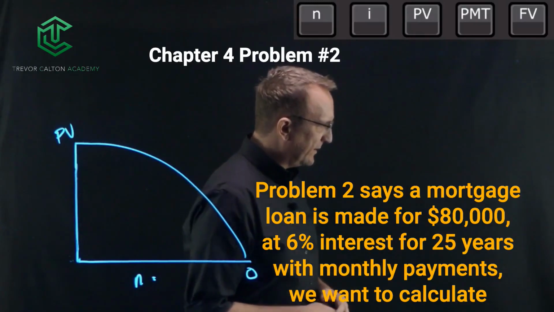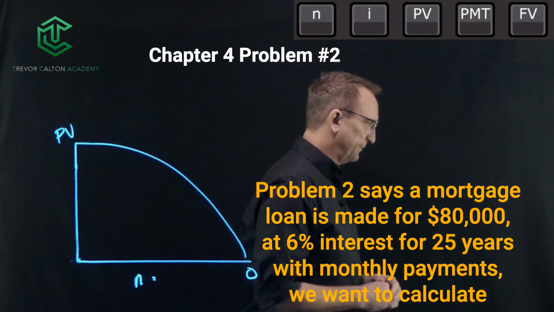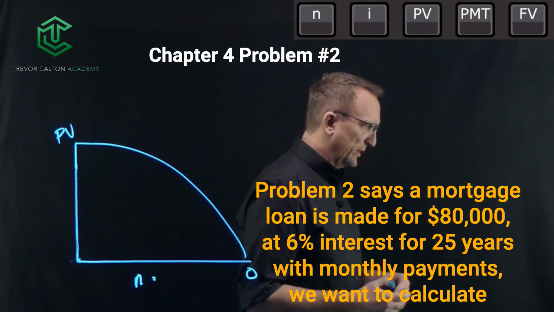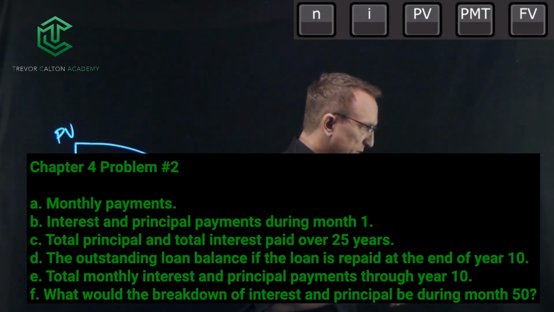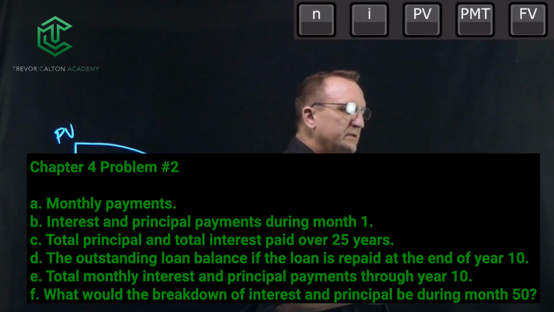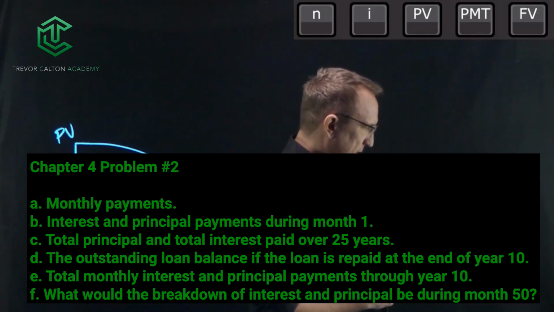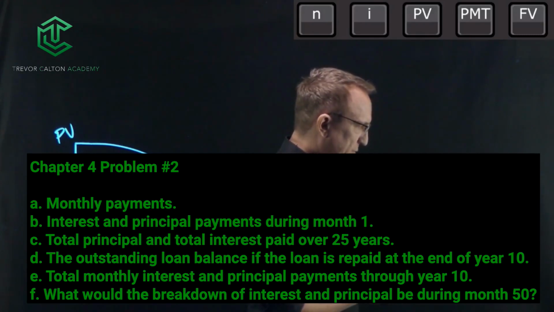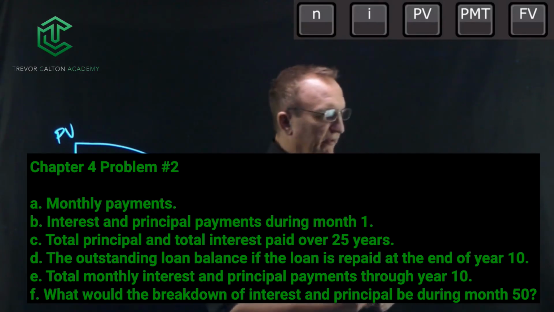Problem 2 says a mortgage loan is made for $80,000 at 6% interest for 25 years with monthly payments. We want to calculate A, the monthly payments, the interest and principal during the first month, the total principal and interest paid over 25 years, the outstanding loan balance if the loan is paid off after year 10, which is the balloon payment, the total monthly interest and principal payments through year 10, and then what would be the breakdown of interest and principal during the 50th month.